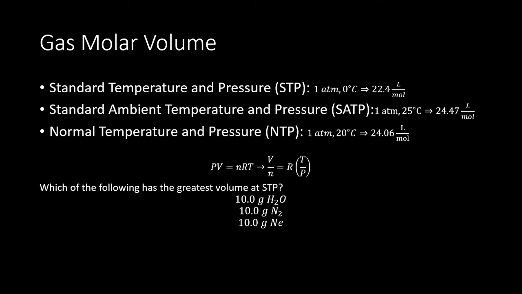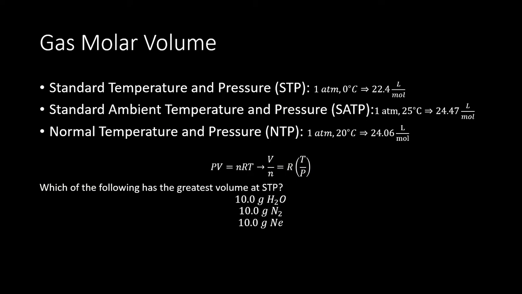Some different standards that are used in chemistry are the standard temperature and pressure system, or STP, which is simply 1 atmosphere and 0 degrees Celsius. Plugging in those values, converting everything to Kelvin and then using the appropriate gas constant, that would give us a molar volume for any gas at standard temperature and pressure of 22.4 liters per mole.